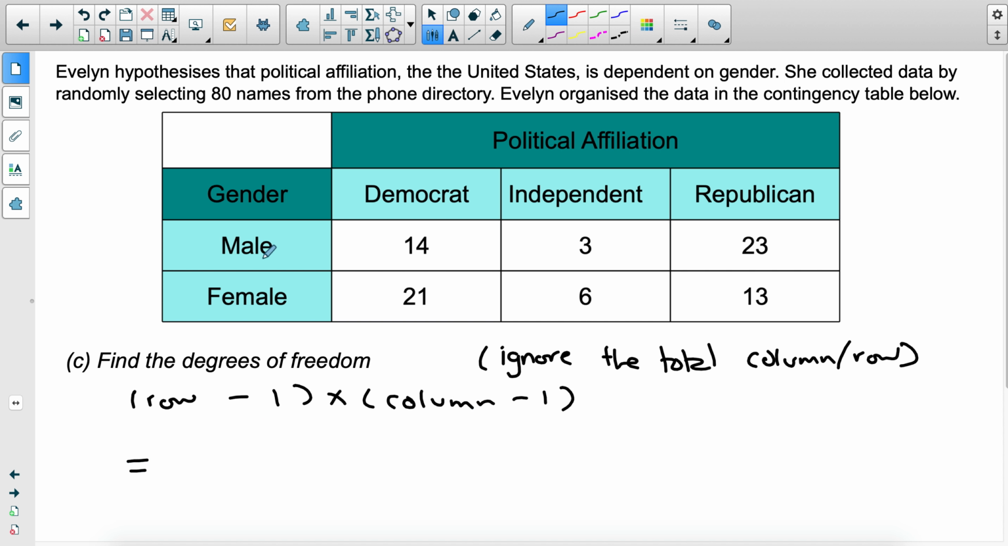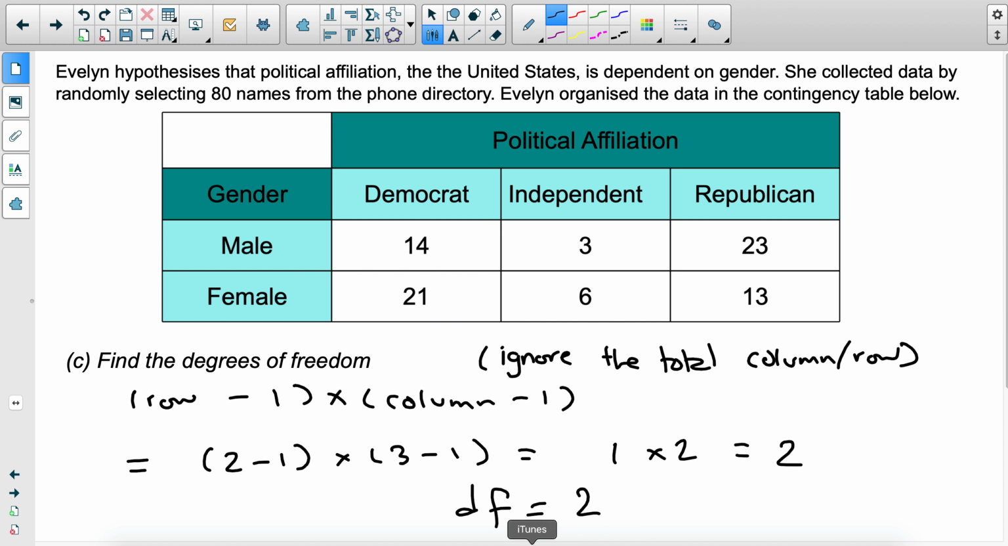So how many rows do I have? I have 2. I don't have 3 rows. Keep in mind that this is the label. So I only have 2 rows. I only have the male and female. So that's 2 minus 1. And then the column, I only have 3 data sets for the column for the political affiliation. So that's 3 minus 1, 2 minus 1, 1, and then times 3 minus 1, which is 2. So my degree of freedom is 2. And that's it. That's all you have to do. Quite easy.